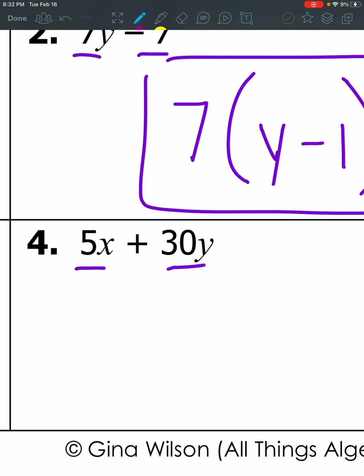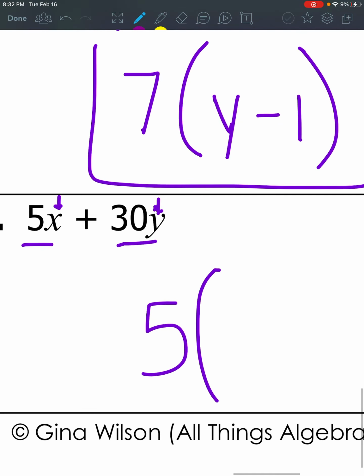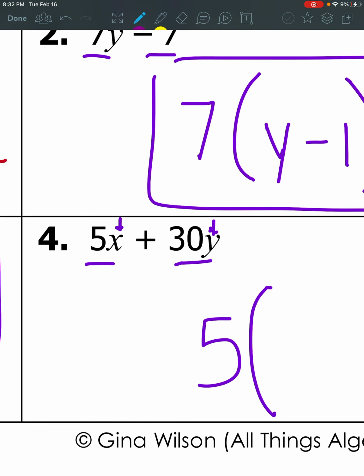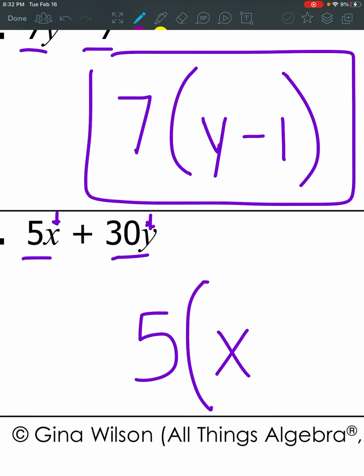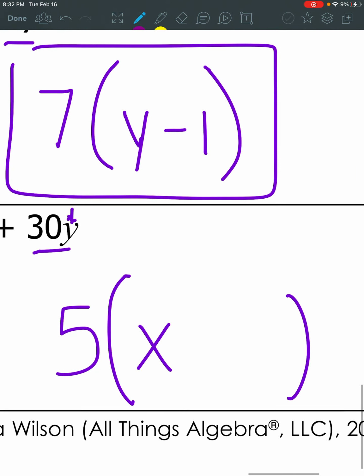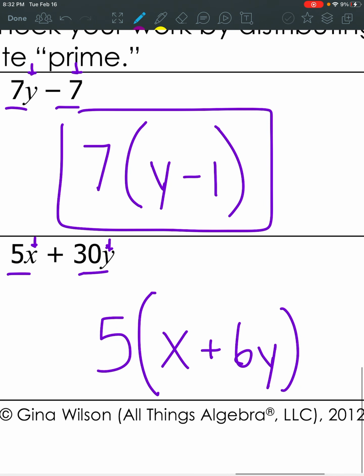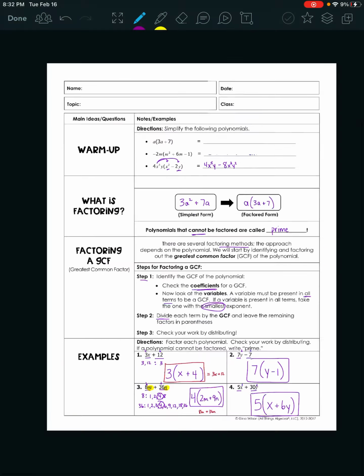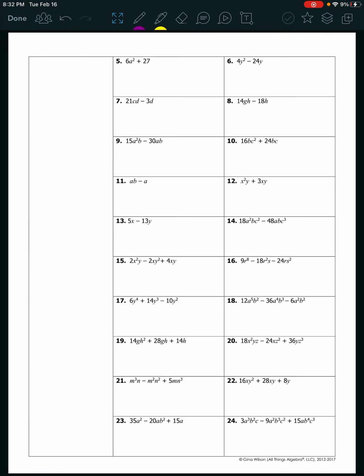And 5x plus 30y, so our GCF would be 5. We look at our variables, x and y, they are different, so we cannot pull out a variable with that GCF, so I'm immediately going to write down my parentheses. Then we want to divide 5x by 5, so we'd get 1x, or x. 30y divided by 5, so we get 6y. And then distribute it back, we'd get 5x plus 30y. So we know we are correct. All right, those are those examples on that side.